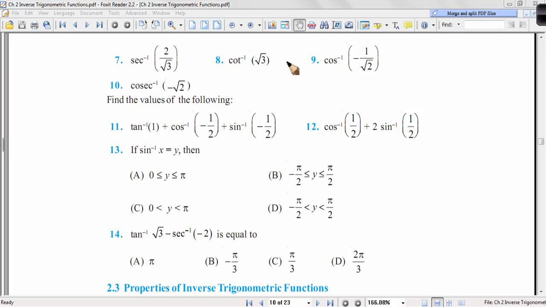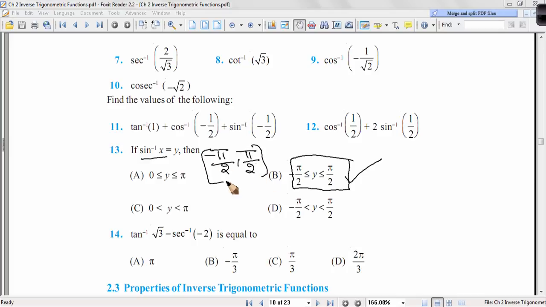If sin inverse of x is equal to y, which of the following is correct? So sin inverse of x is y. What is the range of sin inverse of x? Minus pi by 2 to pi by 2. So y should lie between minus pi by 2 and pi by 2, because the range of sin inverse of x is minus pi by 2 to pi by 2. Closed interval, right? Closed interval means the endpoints are included. So that is the reason for less than or equal to.